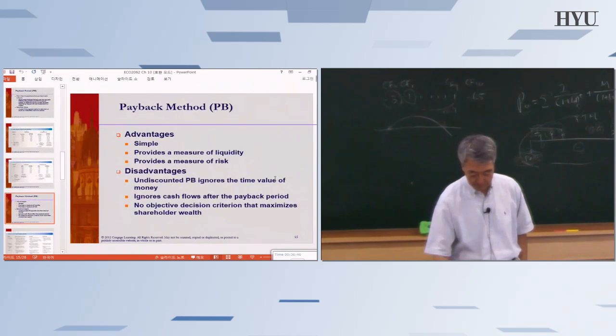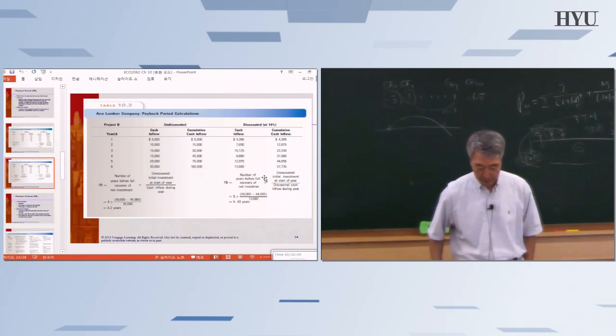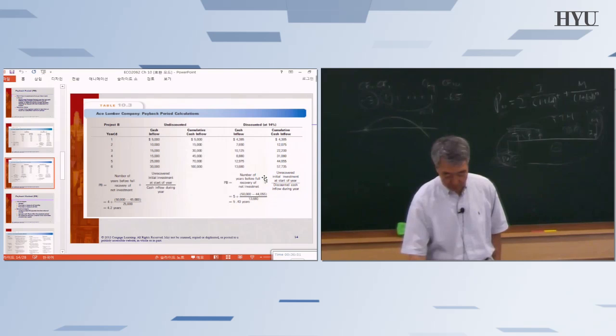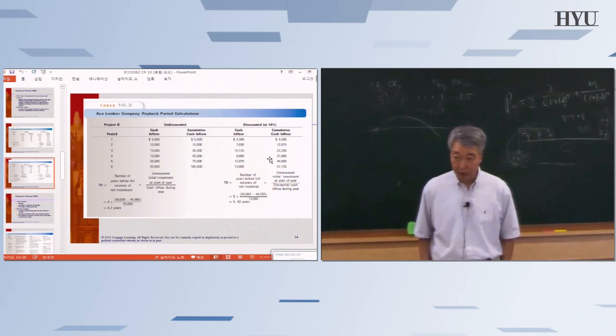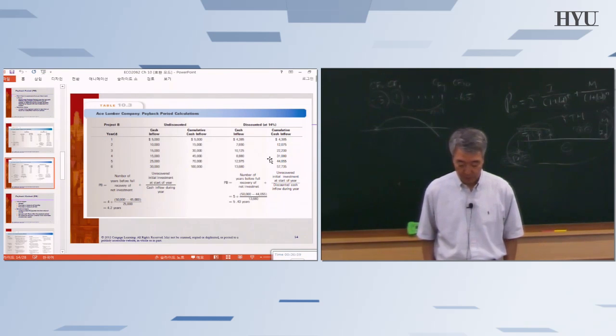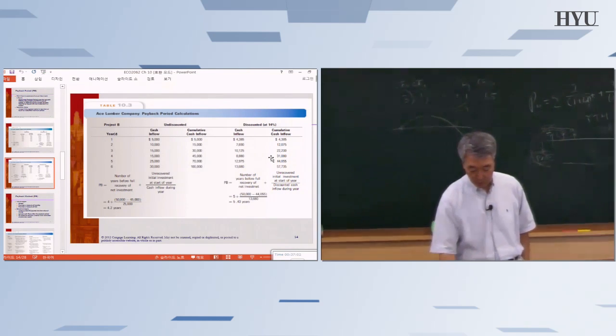All right. What about project B? Forget about undiscounted, how about discounted? When you discount the cash flows at 14%, these are the cumulative cash inflows. So 1 year, 2 year, 3, 4, 5. Before you reach 6 years, you will recover $50,000. So how do you come up with this 5.43 years?